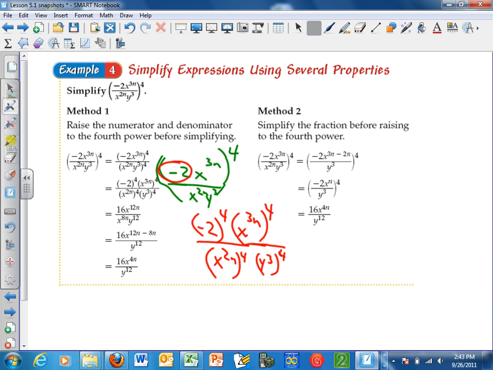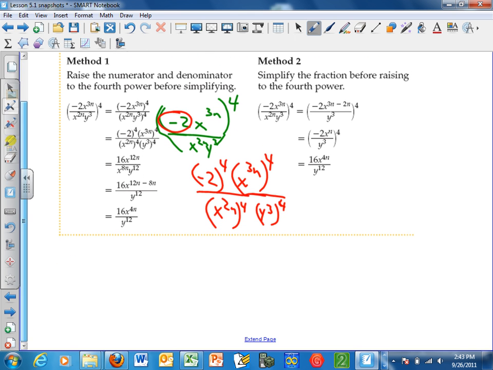And if we do that, on top, negative 2 in parentheses to the 4th power is positive 16. Here, power to a power, I multiply exponents, so it's x to the 12n power. Okay, it's just 3n times 4, just you have a variable involved. On the bottom, same thing here, power to a power, so that's going to be x to the 8n. Here I don't have a variable with my y's, power to a power would be y to the 12th.